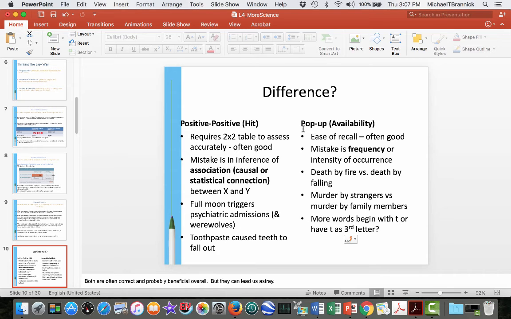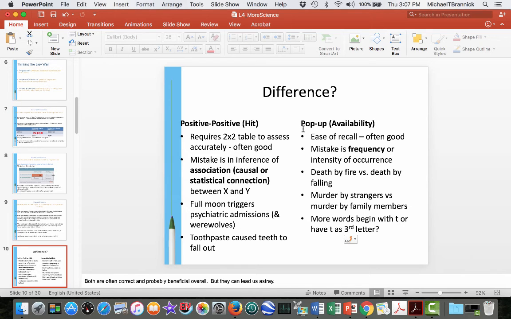So pop-up or availability is based on ease of recall. So the mistake is about frequency or intensity of occurrence. So how often do things happen? So for example, that death by fire versus death by falling. So you're talking about the relative frequency. It's not two different variables, or two variables being associated. It's a question of how often things happen.